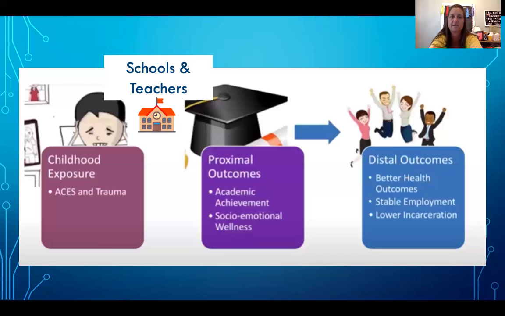So with student and teacher in this picture, your proximal outcome shows academic achievement and socio-emotional wellness. And in the distal outcomes, you've got better health outcomes, stable employment, and lower incarceration. And that's what we really want.